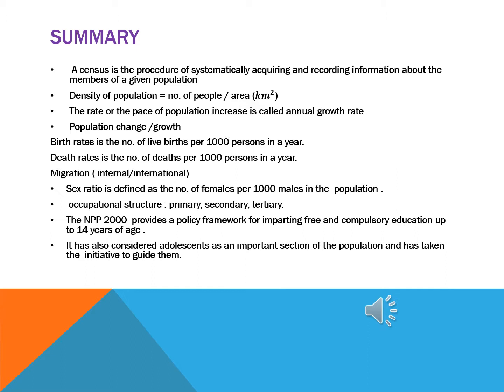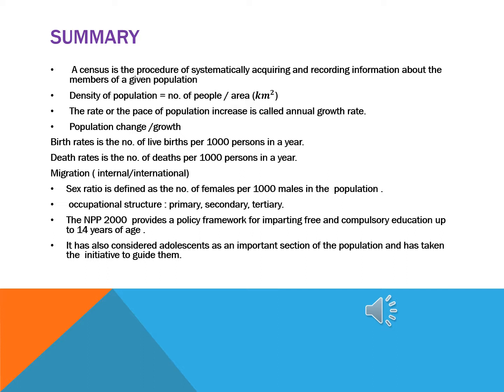Summary: a census is the procedure of systematically acquiring and recording information about the members of a given population. Density of population: number of people divided by the area in kilometers square. The rate or pace of population increase is called annual growth rate. Population change or growth: birth rate is the number of live births per thousand persons in a year. Death rate is the number of deaths per thousand persons in a year.